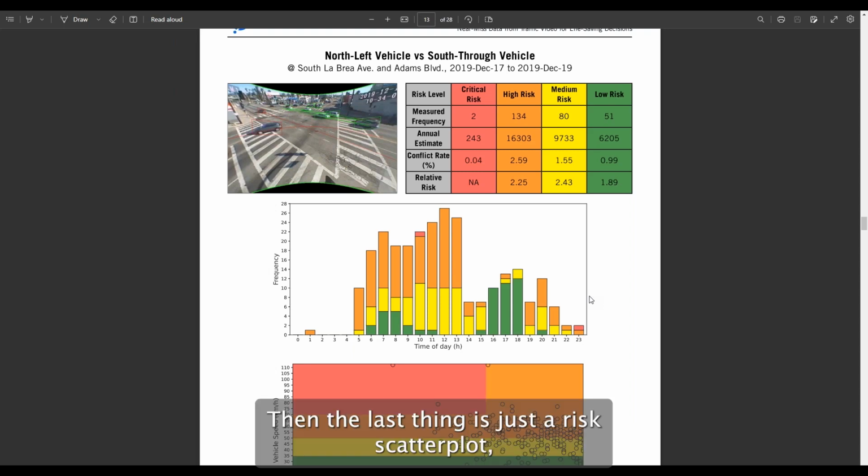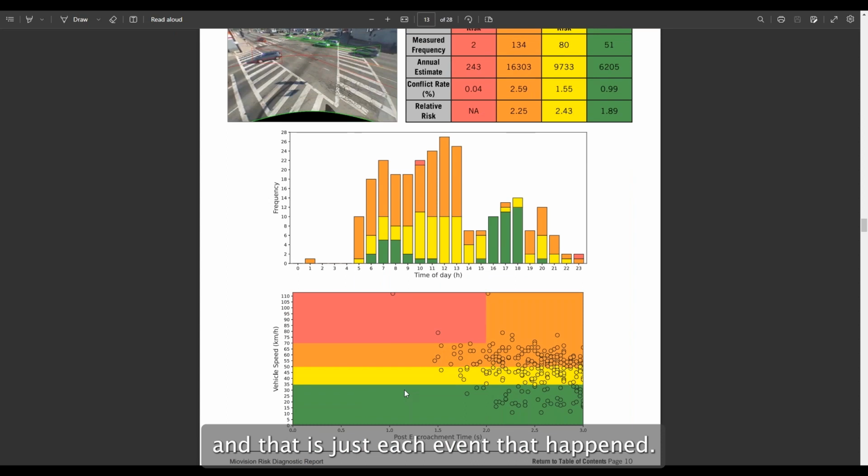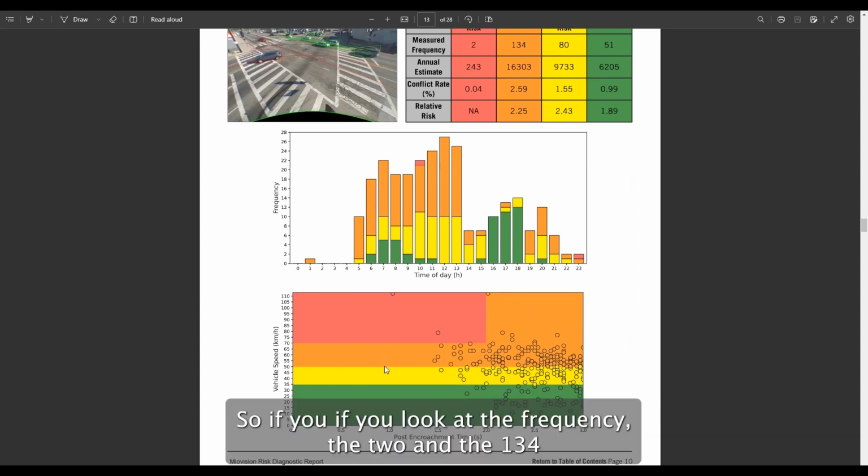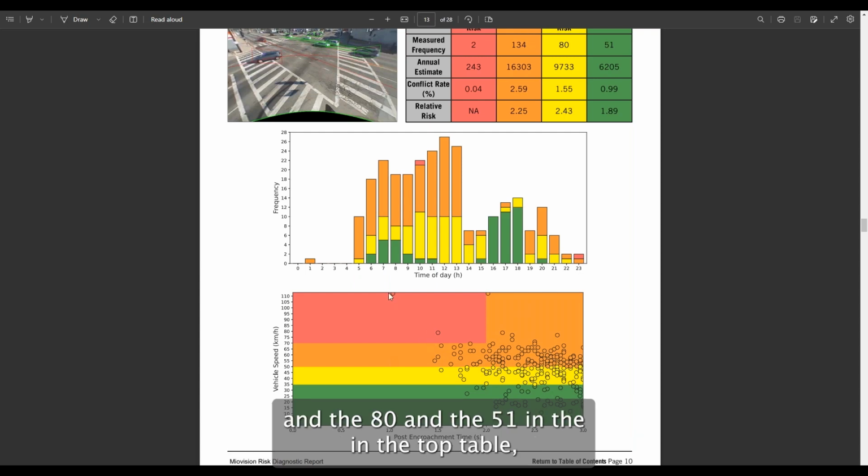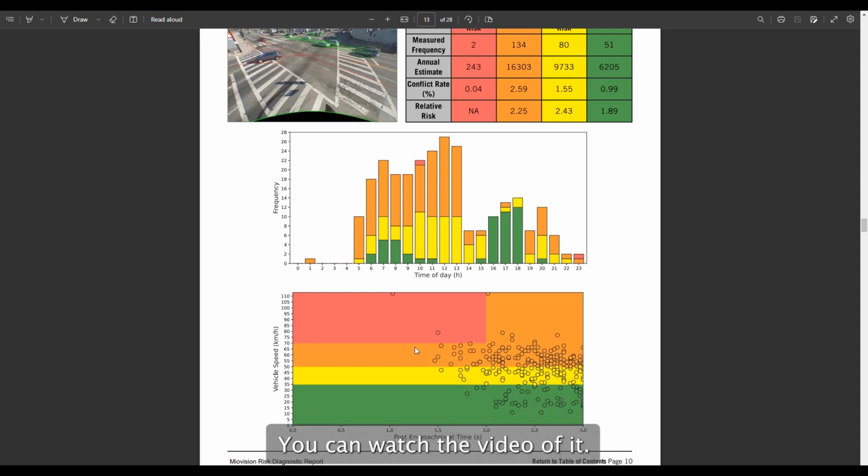Then the last thing is just a risk scatter plot, and that is just each event that happened. So if you look at the frequency, the 2 and the 134 and the 80 and the 51 in the top table, each of those events is on this scatter plot. It's a real thing that happened. You can watch the video of it.